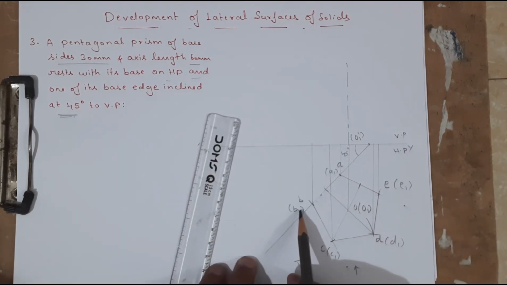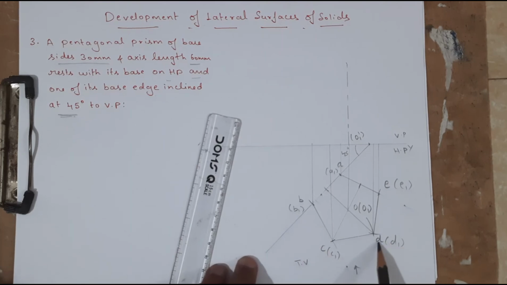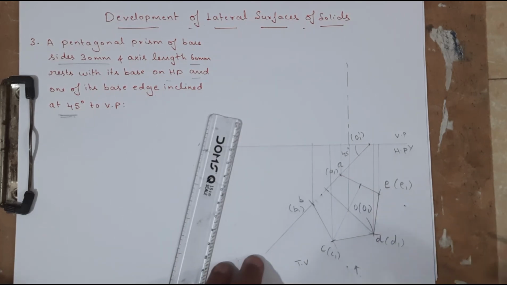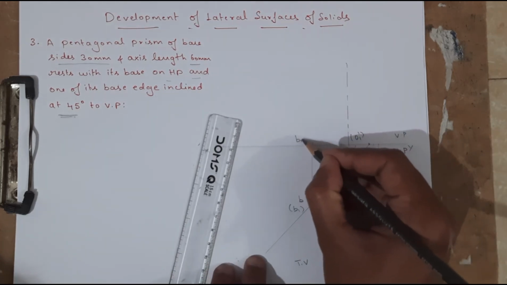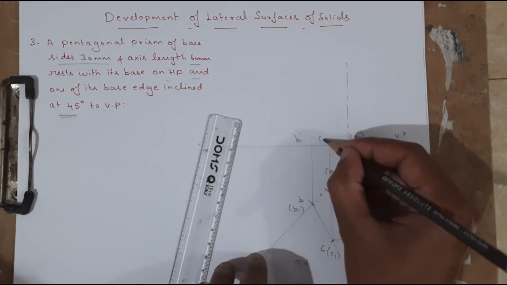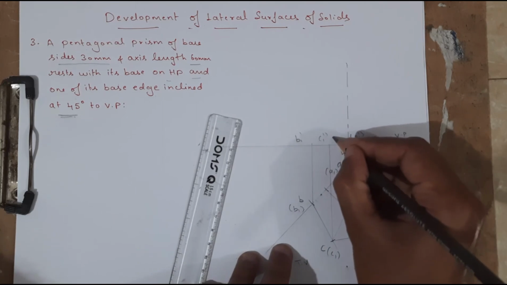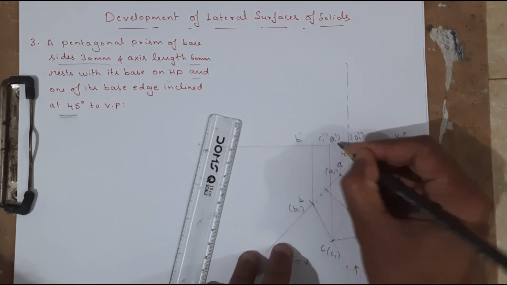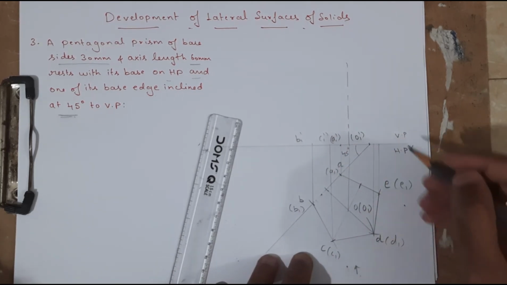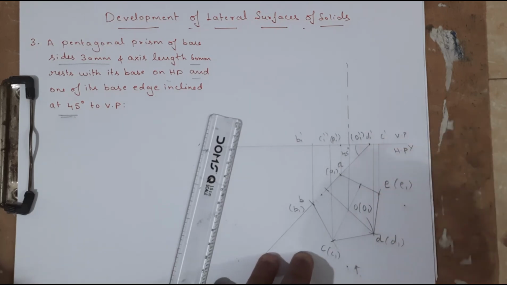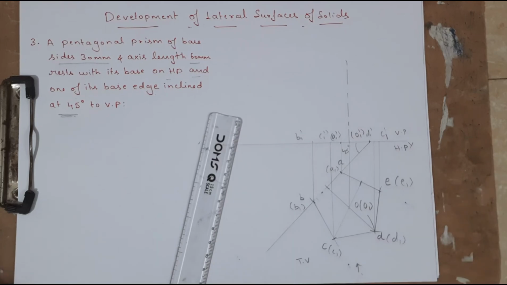So corners B1B, C1C, D1D, E1E are visible, whereas A1A is not visible. Okay, so this one is B1 dash, this one is C1 dash, and see this one is A1 dash, that is not visible. So this one is D1 dash, and this one is C1 dash.